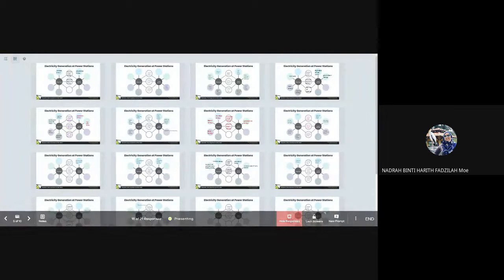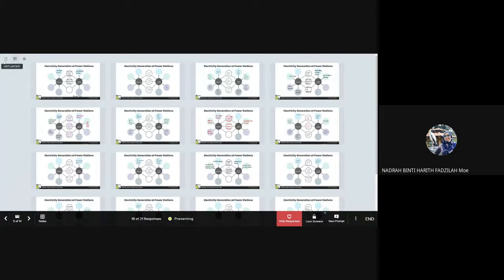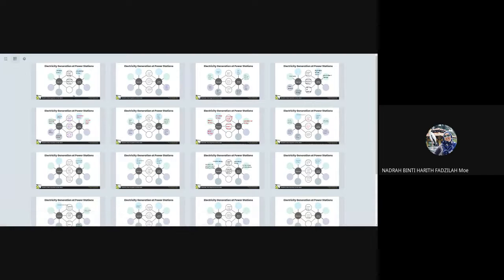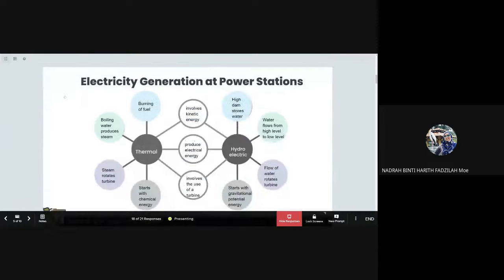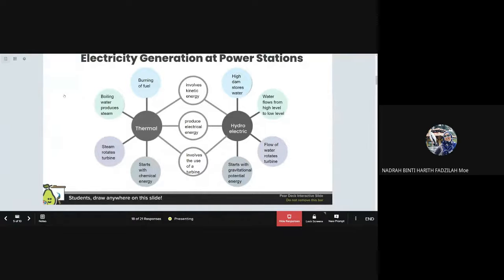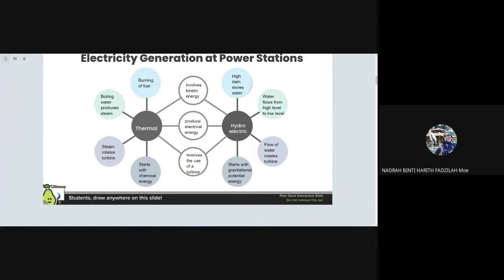Okay, so let's take a look. Okay, some of your ideas here. Ada yang dah nak siap dah tu. Alright. Okay, let's take a look some of the ideas that I can see here. Alright. Good. So, here are some ideas that I can see here.